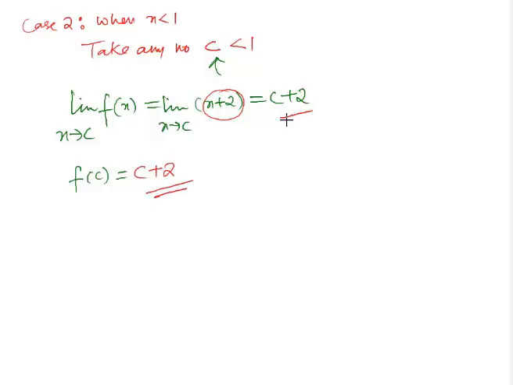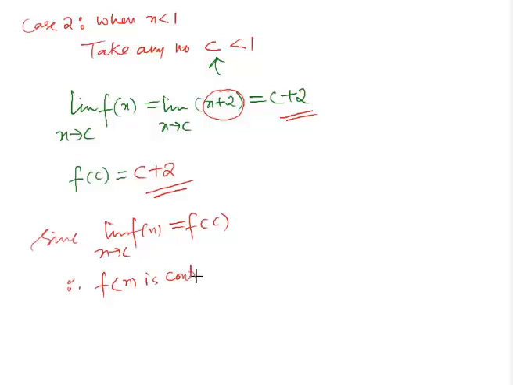Now here we can see that the limit of the function when x is approaching c is also equal to the f of c value. Therefore, since the limit of f of x when x is approaching c is equal to f of c, f of x is continuous for all values of x less than 1.